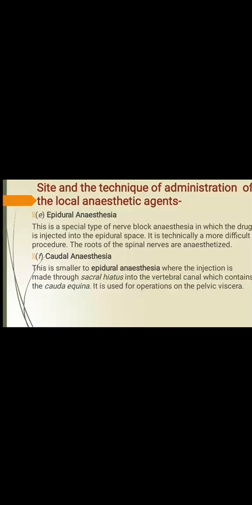Fifth one, caudal anesthesia. This is similar to epidural anesthesia, where the injection is made through the sacral hiatus into the vertebral canal, which contains the cauda equina. Cauda equina is a structure present in the vertebral canal. It is used for operations on the pelvic viscera. So whatever operations of the pelvic region, pelvic viscera, these are done by applying caudal anesthesia.